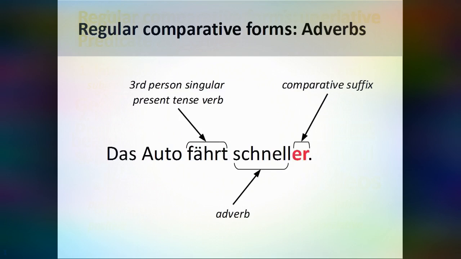Adverbs, which are words that change or modify the meaning of a verb, adjective, or other adverb, also have comparative forms. In this sentence, das Auto fährt schneller, or the car drives faster, the comparative adverb schneller does not modify the subject of the sentence, das Auto, as in the prior slide, but rather it describes the manner in which the car drives. The adverb, therefore, modifies the third-person singular present tense verb form of the verb fahren, which is fährt. You will notice, however, that the comparative form of adverbs is similar to the comparative form of adjectives.